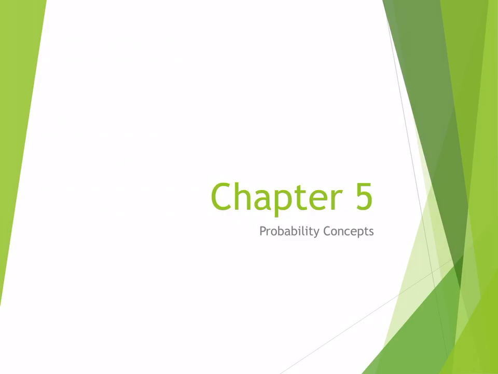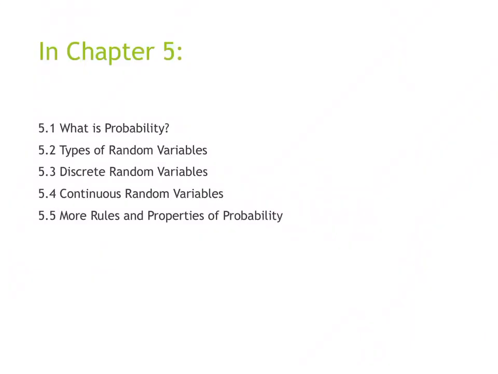In Chapter 5, we're going to be going over probability concepts. So in this chapter, we're going to talk about what is probability. Then we're going to talk about the types of random variables, discrete random variables, continuous random variables, and then more rules and properties of probability.